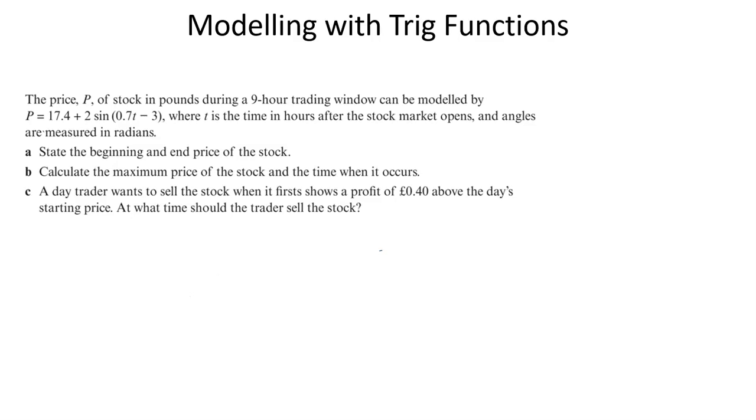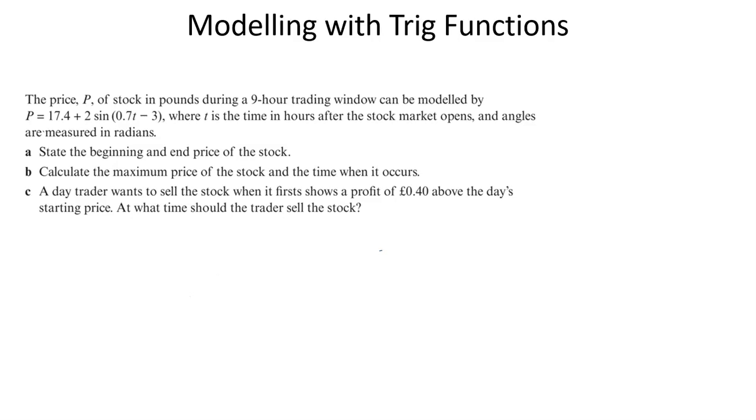Read the question. The price P of a stock in pounds during a 9-hour trading window can be modelled like this, and we've got the price being some constant plus some trigonometric function, the sine of some algebra. T is the time in hours after it opens, and angles are all in radians, so just make sure our calculator's in radians as well. State the beginning and end price of the stock.